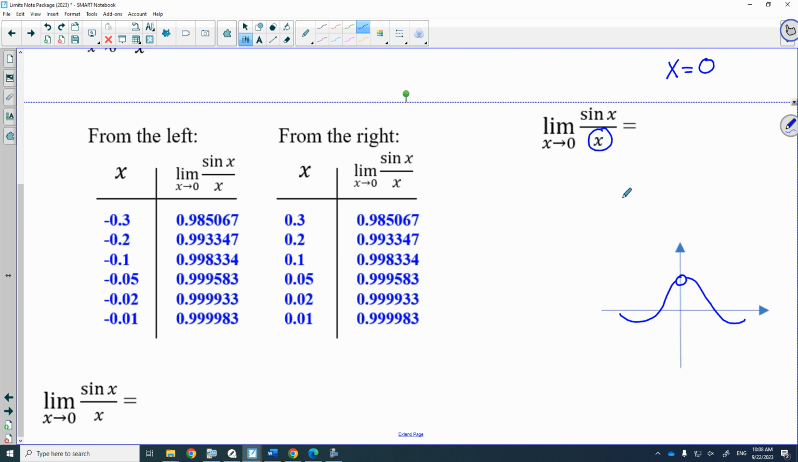So what happened? And the hole is at 1. As I approach graphically from the left, as I approach from the right, I'm going to get an answer when we have sine of x over x. My limit is going to be approaching 1. We could look at this also numerically.